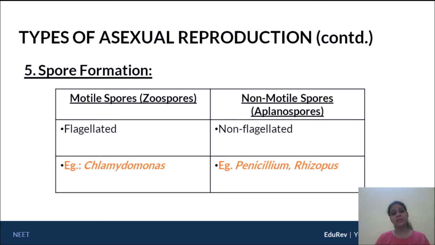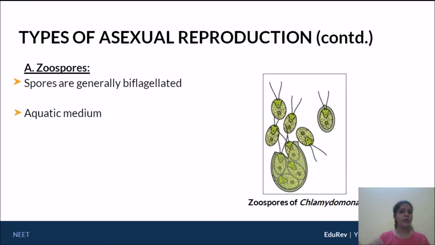Now, a couple of examples are seen here in case of Penicillium and in case of Rhizopus. So let's have a brief go through with both these two types of spores. The first one being zoospores. If you look at the zoospore figure that we have over here of Chlamydomonas, you will find that it is biflagellated. It looks very similar to the unicellular organism Euglena. The presence of flagella itself should tell you that Chlamydomonas probably requires an aquatic medium for its reproduction.